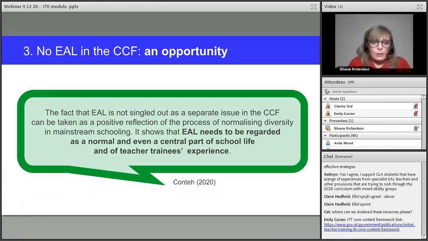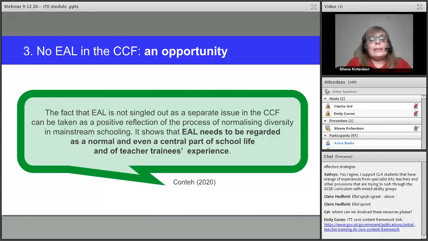More about this in a minute, this relationship. So back in May, when Dr. Conte was our guest and leading a webinar, she viewed the not explicit mention, not mentioning explicitly EAL in the core content framework as an opportunity. And she said back then that the fact that EAL is not singled out as a separate issue in the core content framework can be taken as a positive reflection of the process, this process that I was talking about, of super diversity becoming the norm in the UK.